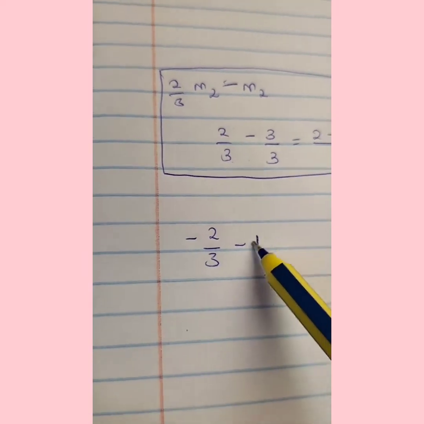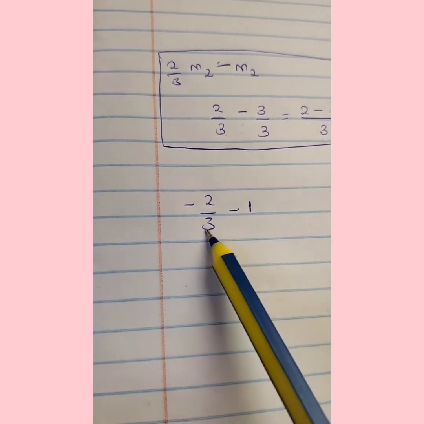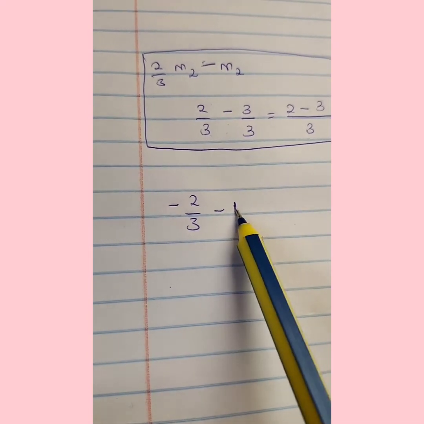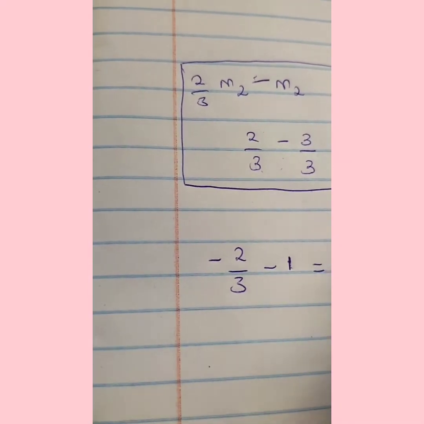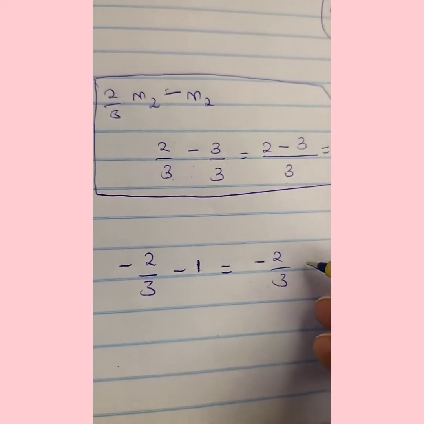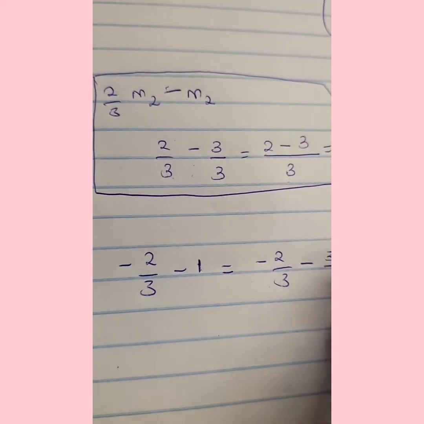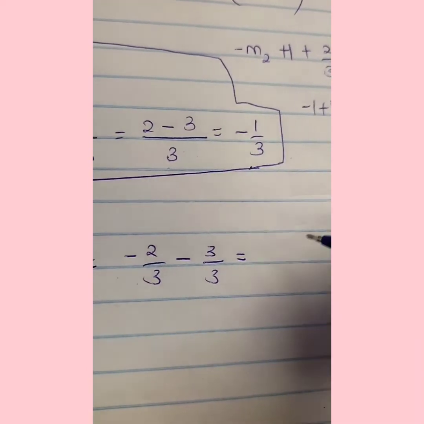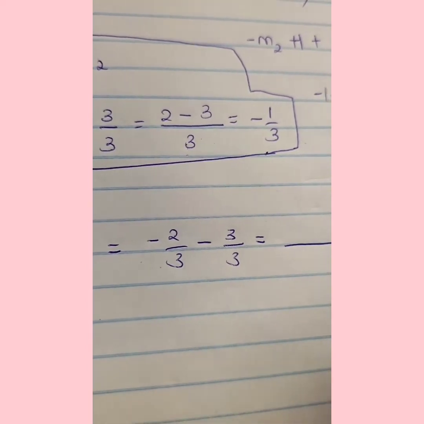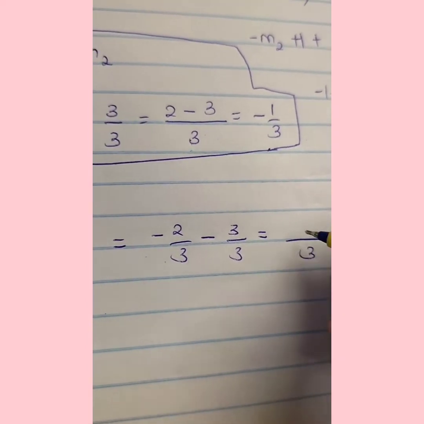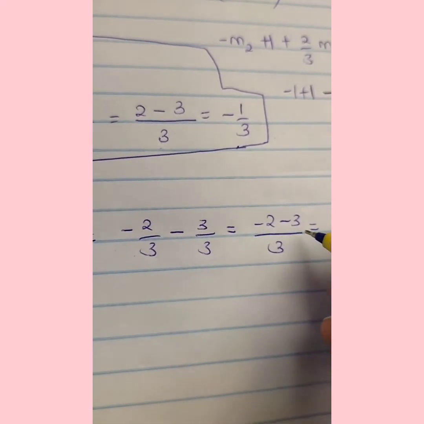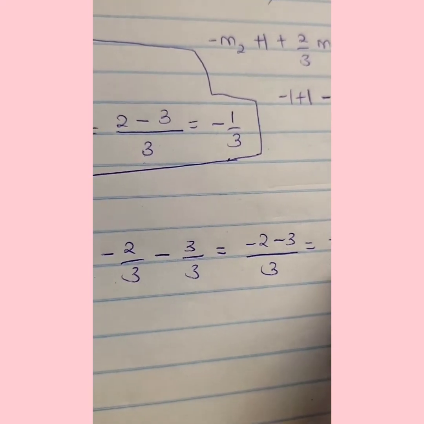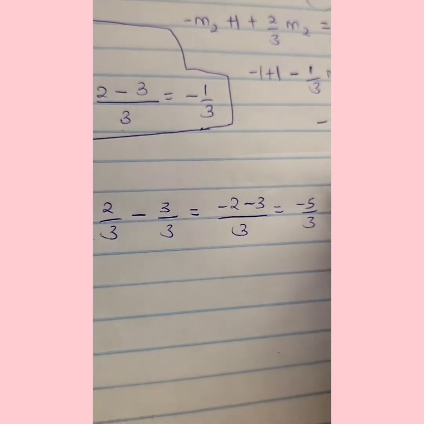Here, the denominator is 3, so this 1 is like 3 over 3. 3 divided by 3 is 1. So this is the same as negative 2 divided by 3 minus 3 over 3. Then our LCM is 3, then minus 2 minus 3. Negative 2 minus 3, you'll get negative 5 divided by 3. That's how we do it.